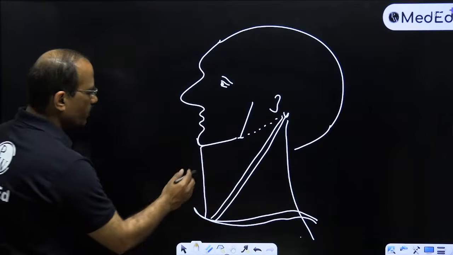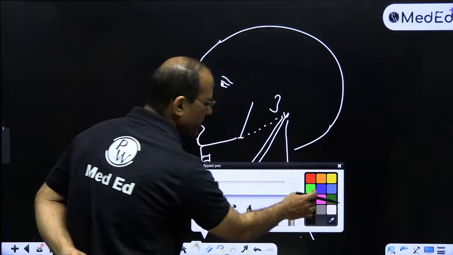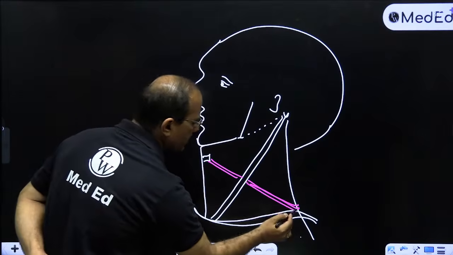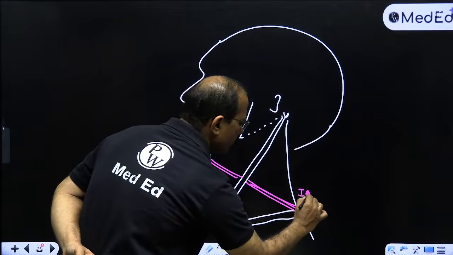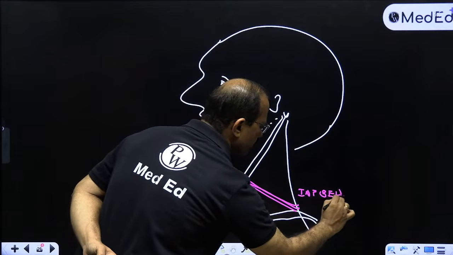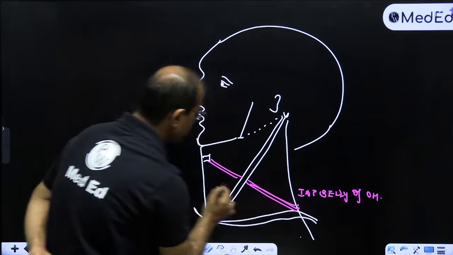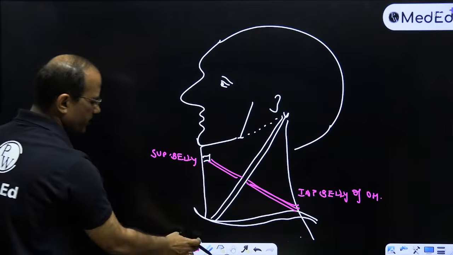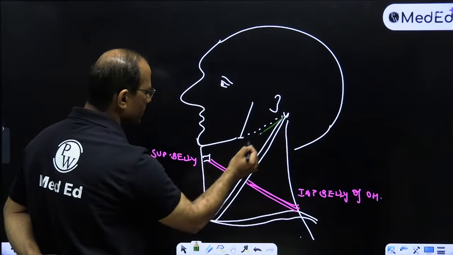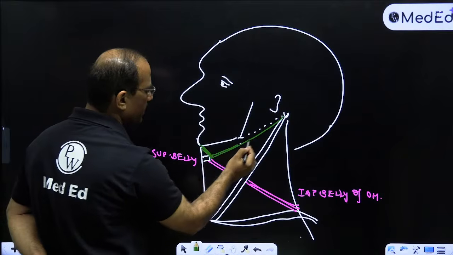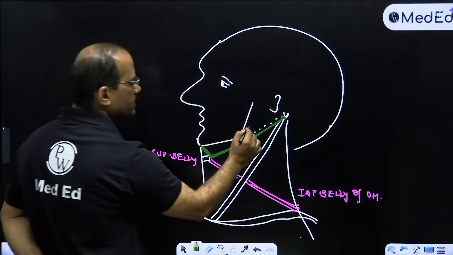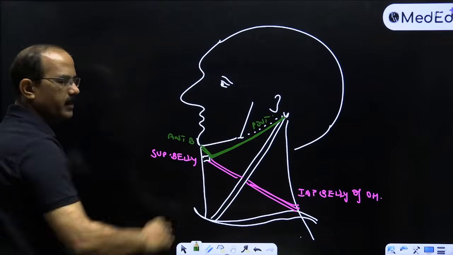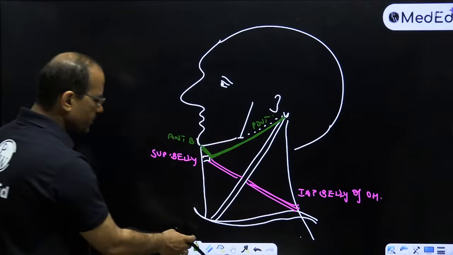Fine. Now, what is this bone? Hyoid bone. फटाफट triangles बताता हूँ. What is this muscle? This is the omohyoid. This is the inferior belly of omohyoid and ये है अपना superior belly of omohyoid. Fine. What is this muscle? This is the digastric. This is the posterior belly of digastric and this is the anterior belly of digastric.